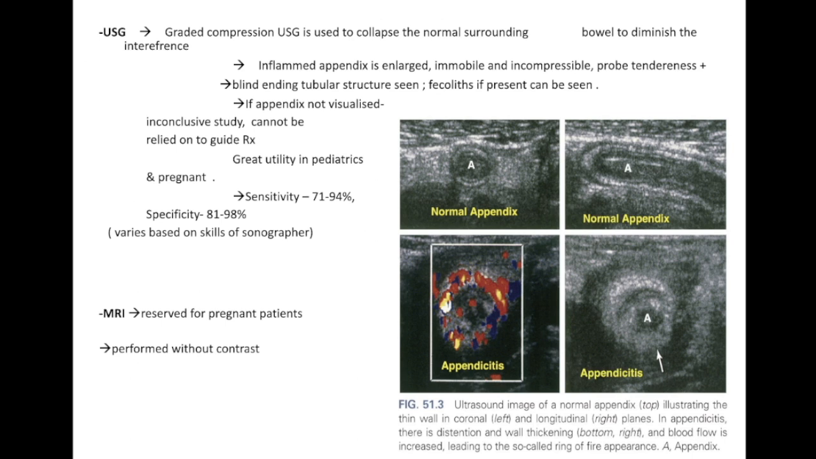Now coming to ultrasound, a graded compression ultrasound is used to collapse the surrounding bowel to diminish interference. An inflamed appendix is usually enlarged, immobile, and incompressible, along with elicitation of probe tenderness. A blind-ending tubular structure is usually seen, and a fecalith may be present. If the appendix is not visualized, the study is said to be inconclusive. MR has a role reserved for pregnant women, and it is usually performed without contrast.